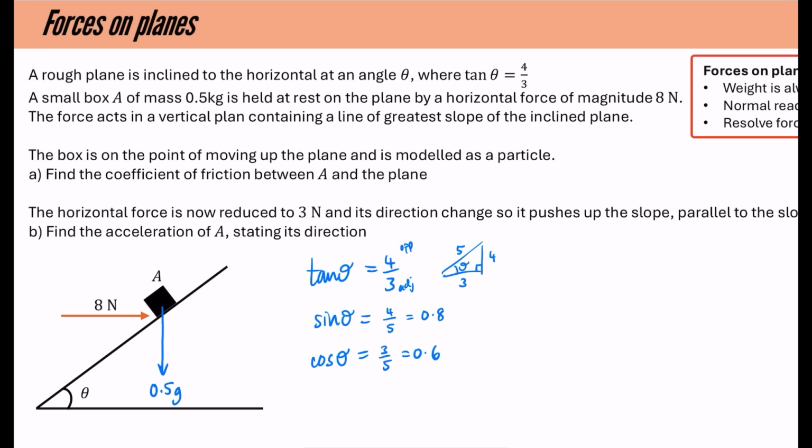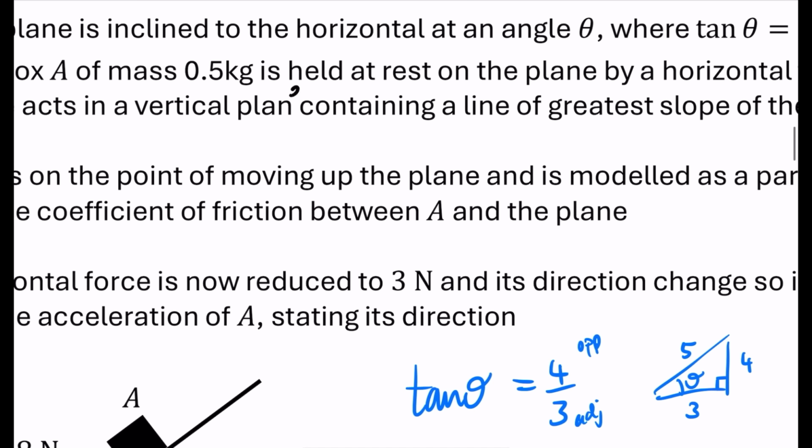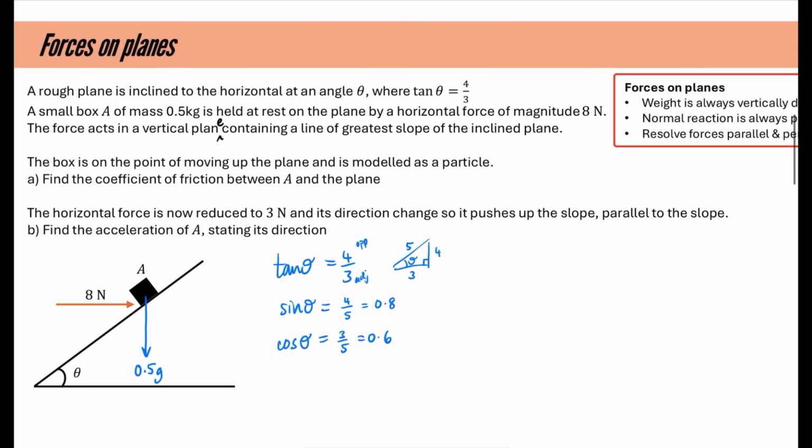The force acts in a vertical plane, this should say, my typo error there, which I'll add back in, containing a line of greatest slope of the inclined plane that we've got there. That's really annoyed me, so I'm just going to put that in like this. All this sentence really means that this 8 newtons is exactly as it looks like here. It's not going into the page or out of the page or the screen. It is just a sentence you can basically ignore, but I did put it in because you'll see it in the exam questions.